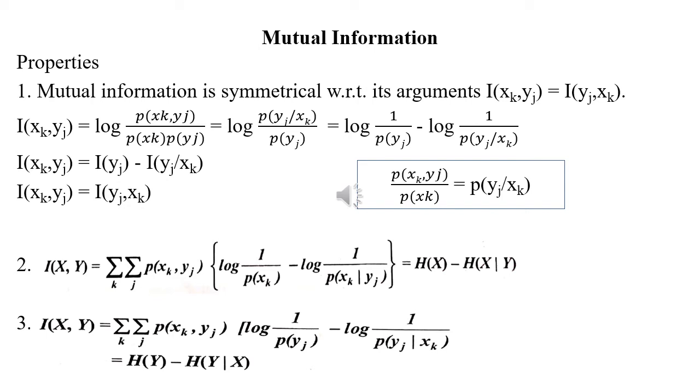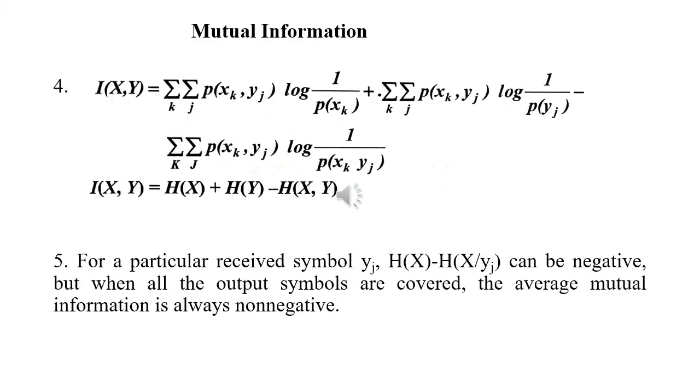We'll see the properties of mutual information next. First one is mutual information is symmetric with respect to its arguments. That is I(xk;yj) will be equal to I(yj;xk), which can be proved as shown. The second one is I(X;Y) equals H(X) minus H(X|Y). And third one is I(X;Y) equals H(Y) minus H(Y|X). Fourth one is I(X;Y) equals H(X) plus H(Y) minus H(XY). Fifth one, for a particular output symbol yj, H(X) minus H(X|yj) can be negative. But when all the output symbols are covered, the average mutual information is always non-negative.